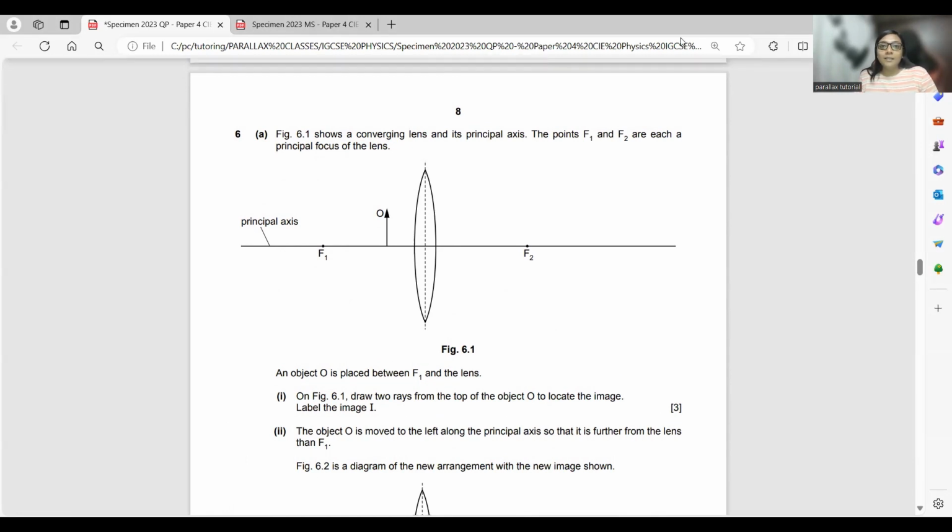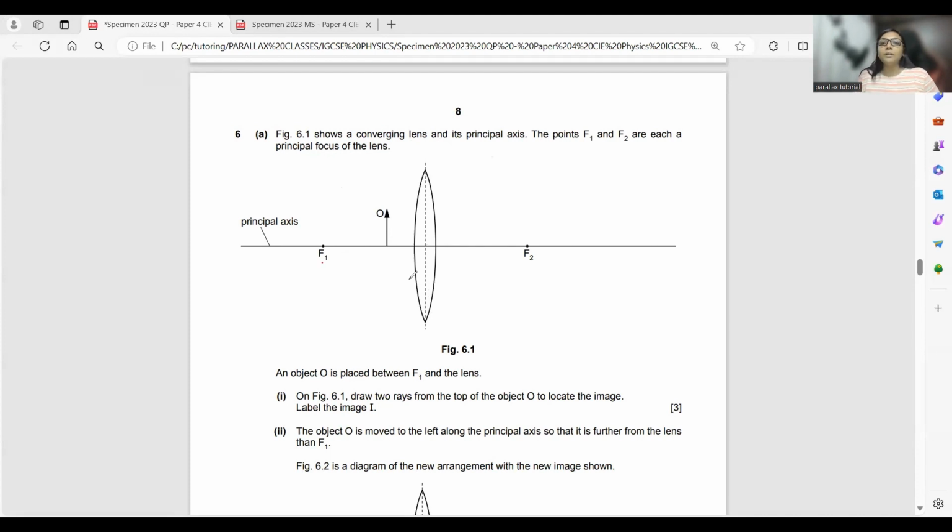Okay, here we go. So figure 6.1 shows a converging lens and its principal axis. The points F1 and F2 are each a principal focus of the lens. So this is the lens which you see over here. And an object O is placed between F1 and the lens.